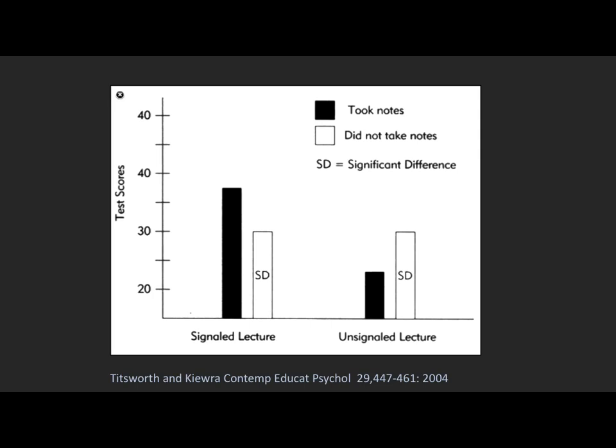Here's just a quick example from the literature. They had 2 lectures, one where the speaker signaled key information and one where they didn't. They had groups of students who took notes and groups who didn't. What's interesting is that in the unsignaled lecture, those students who did not take notes actually did better in their test scores afterwards than the ones that did. But when you signal the key information, so that these poor note takers were not just trying to transcribe everything and already 3 slides behind, they did better.